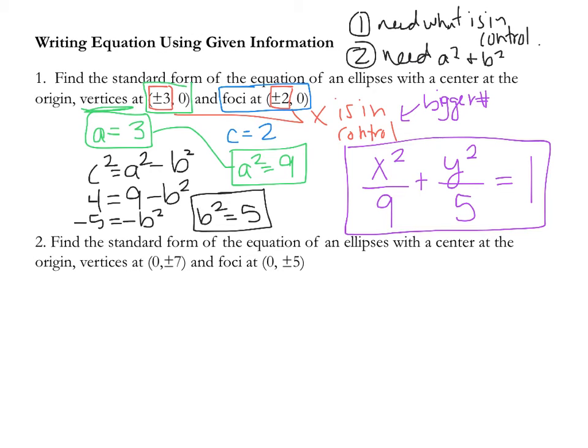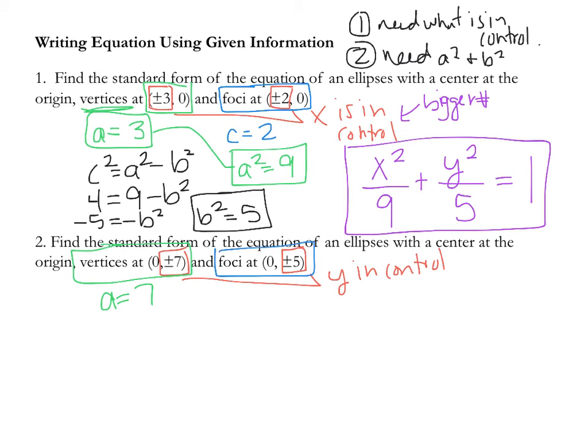So this one's similar. Find the standard form of the equation of ellipse with the center at the origin with vertices at 0, plus or minus 7 and foci at 0, plus or minus 5. The difference with this one is that these are now in the y position. So y is in control for this particular problem, which is going to tell me where to put the bigger number. And then I still know the vertices give me a, so I know a is 7, that's how far we're moving out to get to the vertices. And the foci, how far we move out to get to those, is c, so I'd be moving out 5 to get to those.